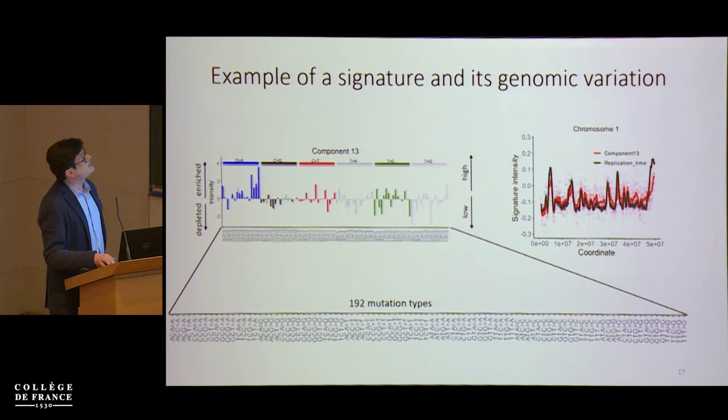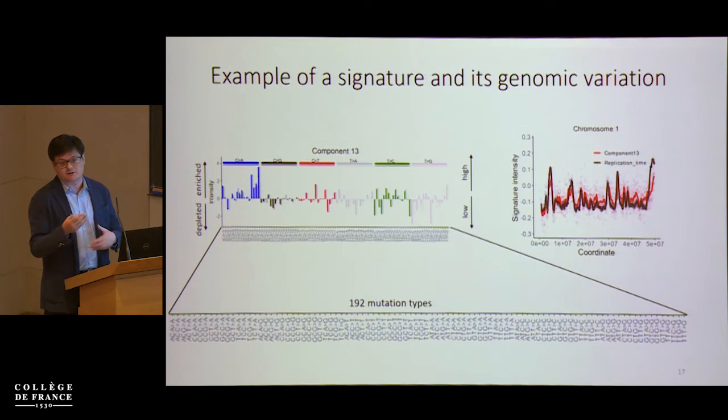So for example, component 13, which is also process 13 because it's self-symmetric. This is how it looks, and this is its over-replication timing. We first documented association of mutation rate with replication timing 10 years ago. This is a significant but weak association, and it wasn't clear whether this is truly timing or it's associated with something else which is correlated with timing.